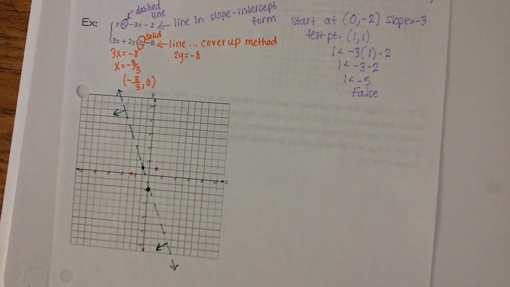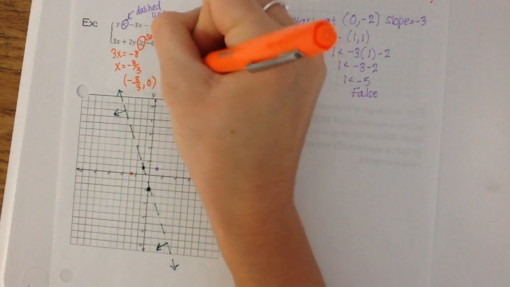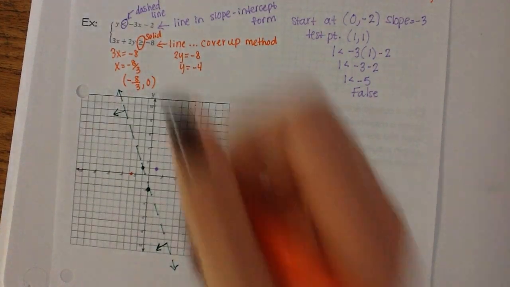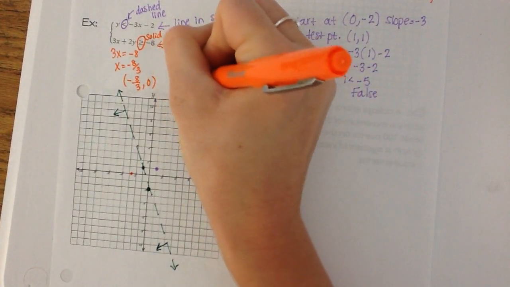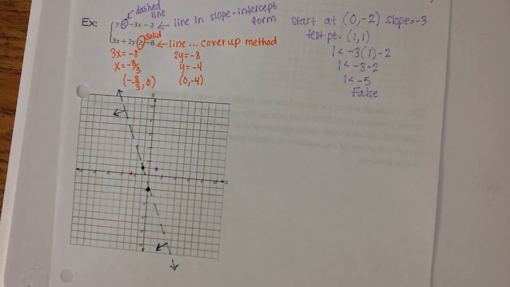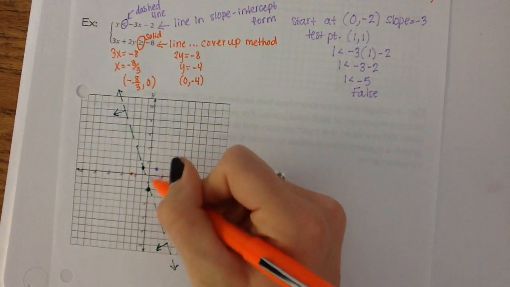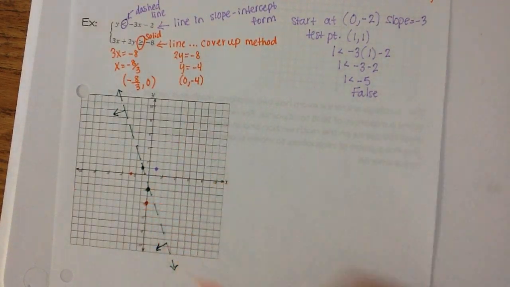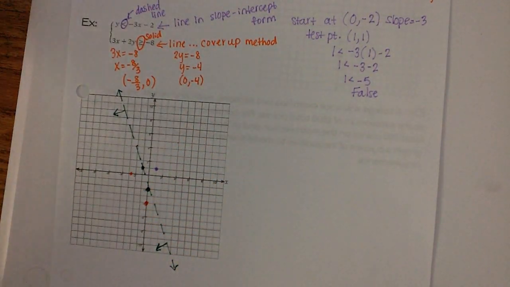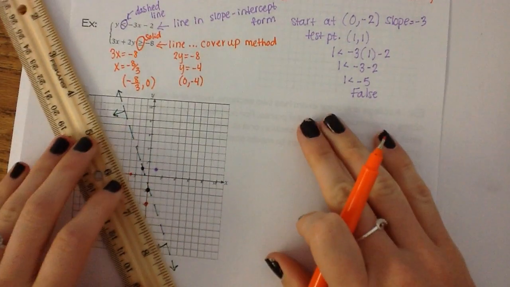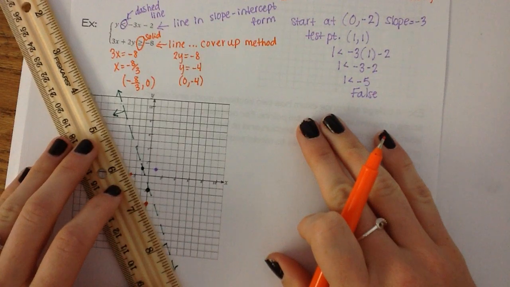Okay, so we're going to divide both sides by 2. So we're going to get y equals negative 4. If we write that as an ordered pair, we're going to get 0, negative 4. So let's go ahead and plot that point. So we're going left or right 0, but we are going down 4. So 0, negative 4. So let's go ahead and make our line. And we said this was going to be a solid line.